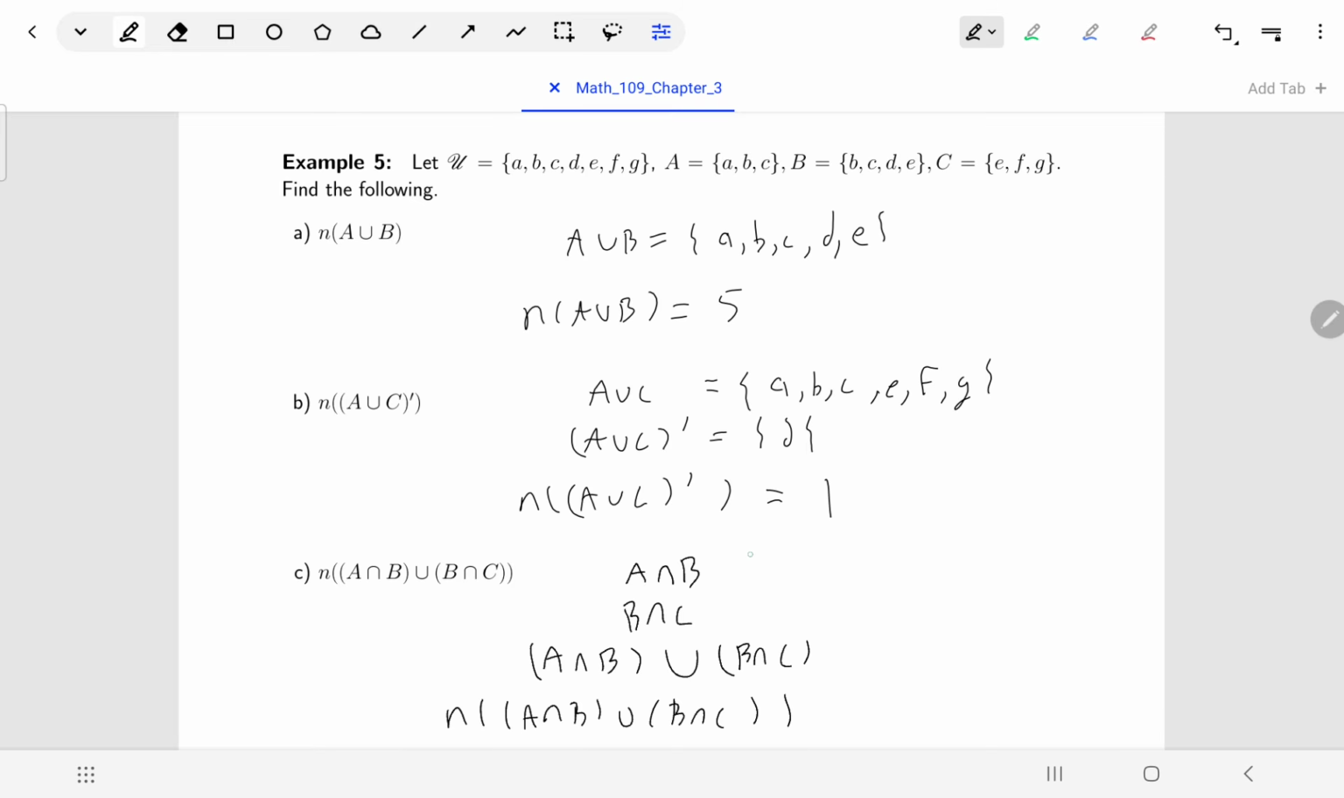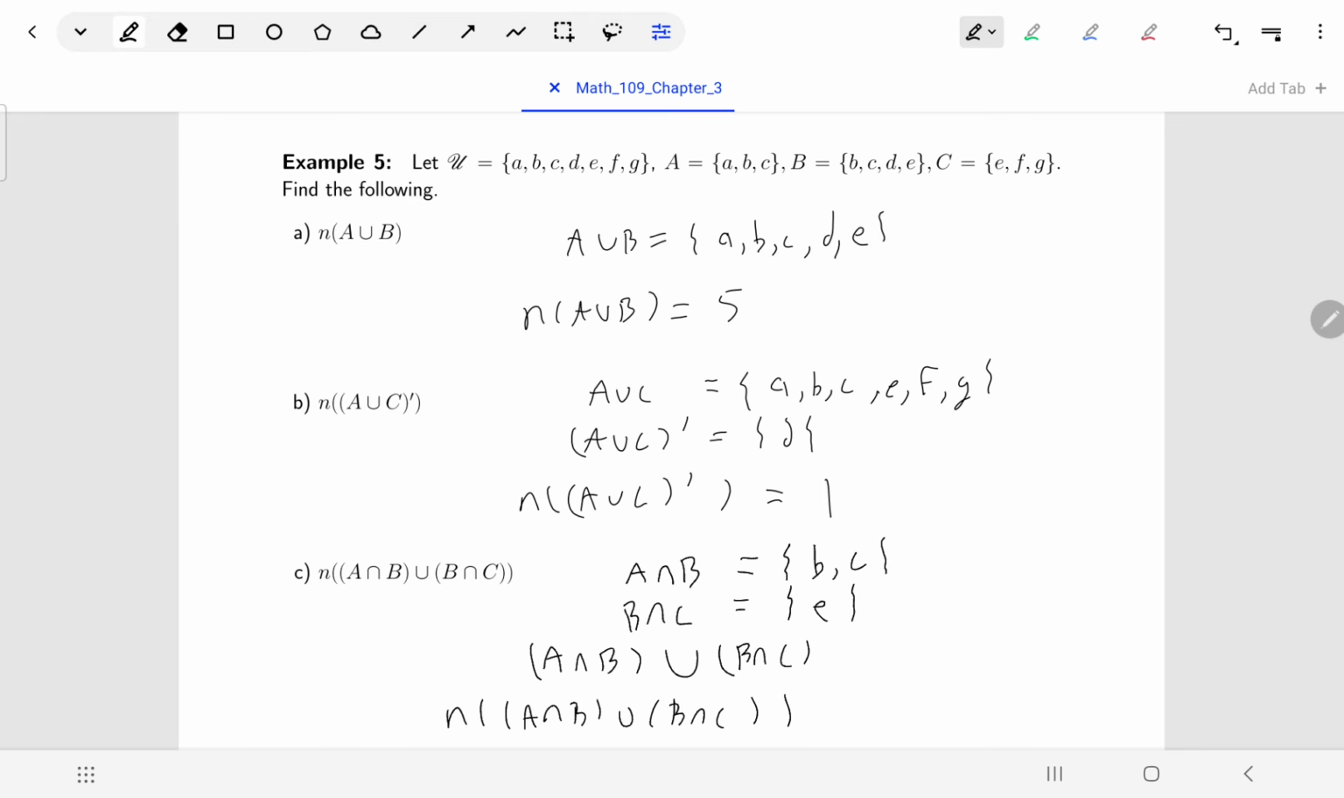So let's start with A intersect B. Where do A and B overlap? A has A, B, C in it. B has B, C, D, E in it. So there's a B and a C in common. Now B intersect C. Looking at B, C, D, E and C, E, F, G, what do they have in common? They just have a single element, which is E.